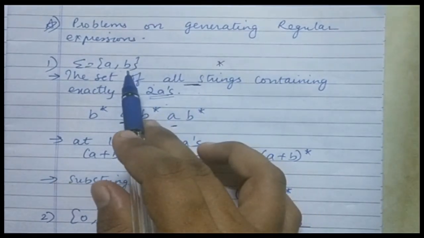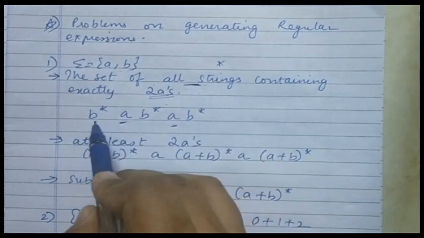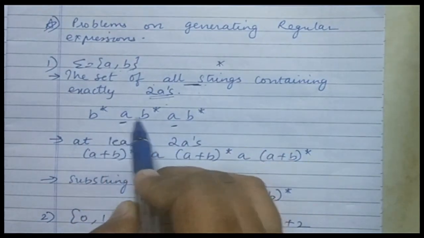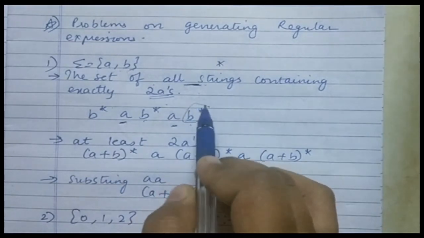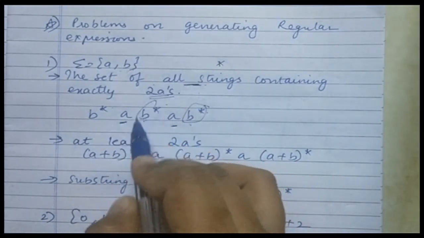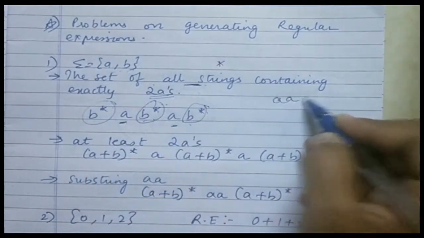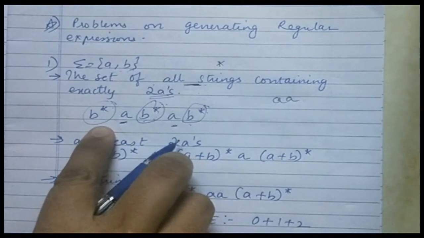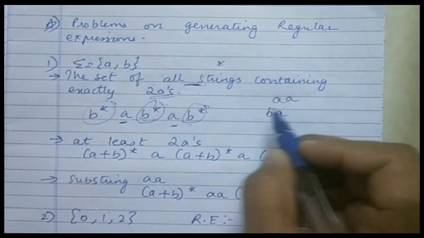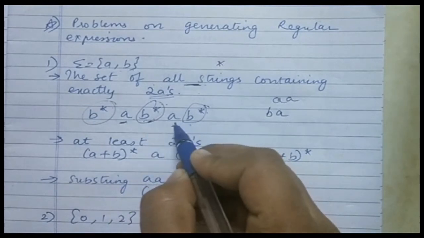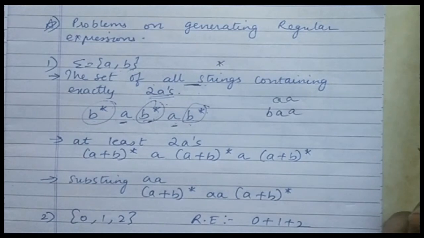As it is a string of a's and b's, and the set of all strings is given, I can write b star a, b star a, b star, because this b star can be empty also. For example, if all three b stars are empty, then my string will be a a. Suppose here I take one b, then a comes, then this is empty, a, and this is again empty. So I am going to get b a a.